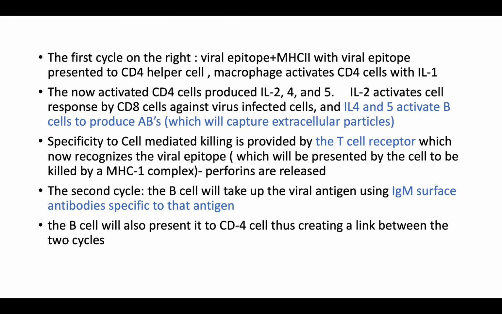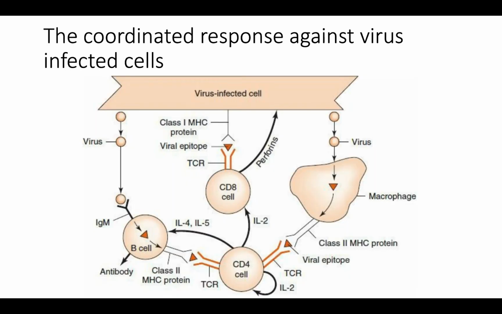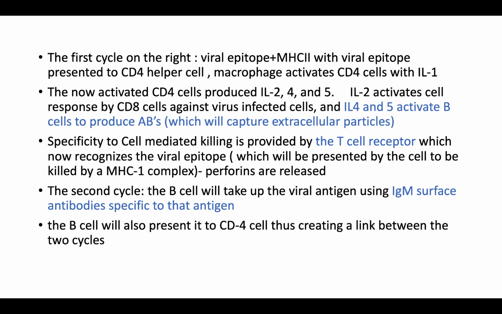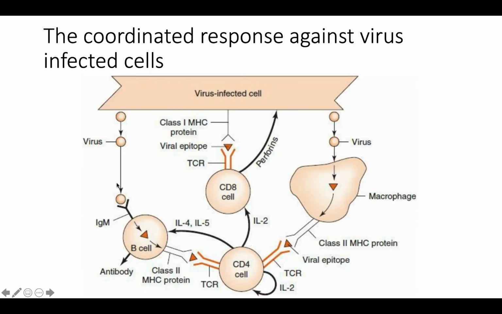So the first cycle on the right, we covered it in the previous picture. So the viral epitope plus MHC2 presented to the CD4 cell, the helper T cell, and the macrophage activated the CD4 cell with interleukin 1 here. So the activated CD4 cell produced, as we said, 4 to 5 interleukins that activate B cells to produce antibodies. Okay. The second cycle, the B cell will take up the viral antigen using IgM surface antibodies specific to that antigen. This is the addition in this picture.